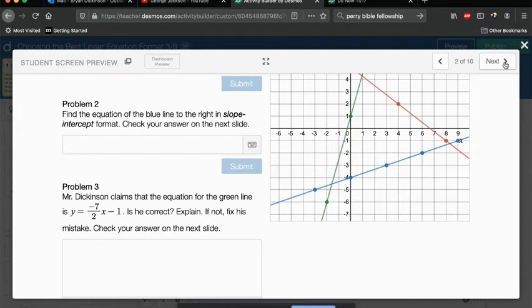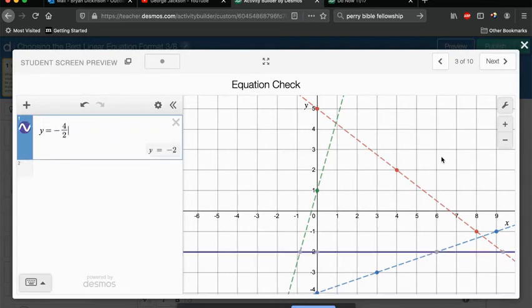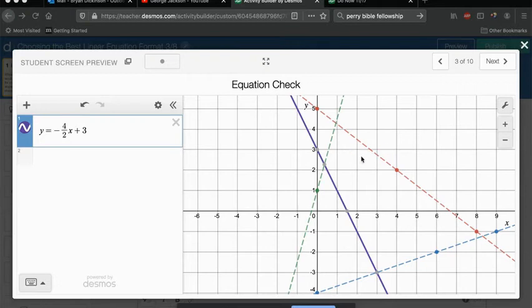Once you go on from there, I have already pre-graphed them for you. So if you throw in your equations, like for example, let's say you said red was y equals, I don't know, -4 over 2 x plus 3. Clearly, that's not the right equation for this red line because it doesn't match up at all. So this is just an equation check for you. That way you don't have to wonder if your equation's right. You can know right away.